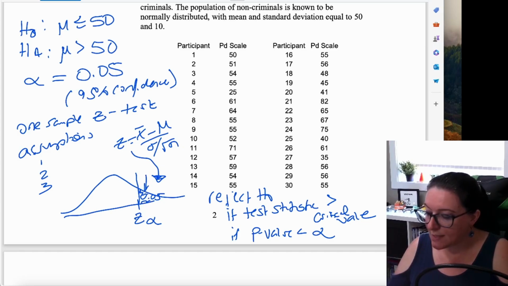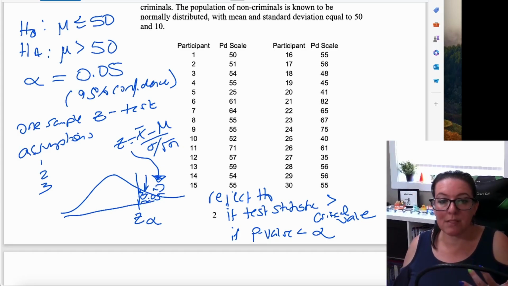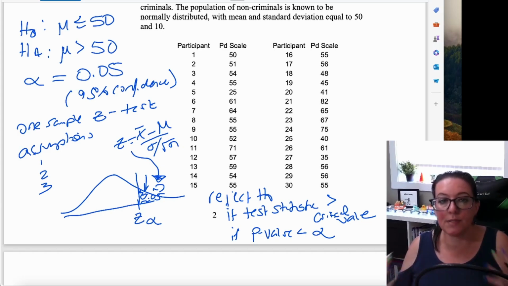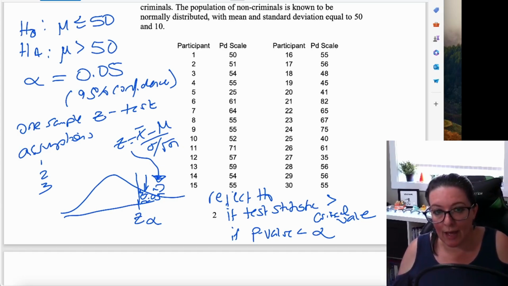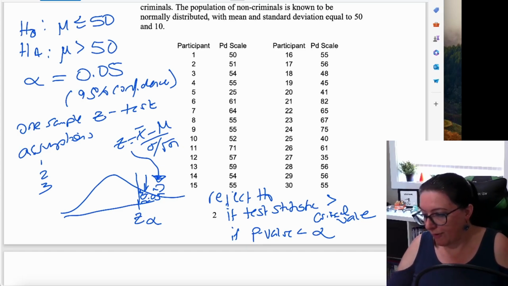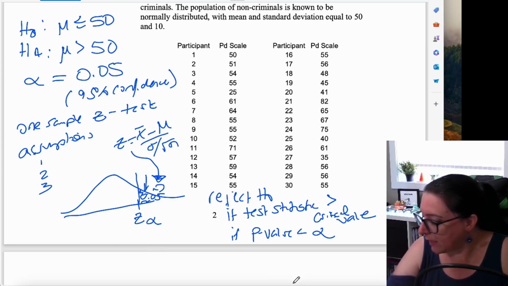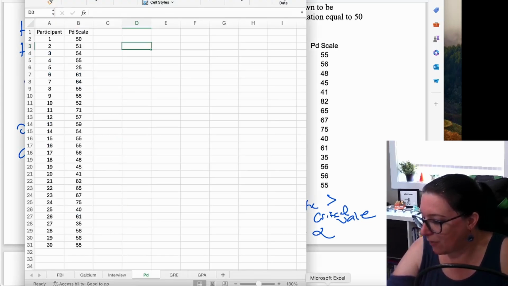We find the new test statistic. We can find the probability of everything to the right. That'll give us the p-value. If the p-value is less than alpha, we reject the null hypothesis and we will conclude that the average is greater than 50. So now we need to run our test. All right, let's start with doing this in Excel.